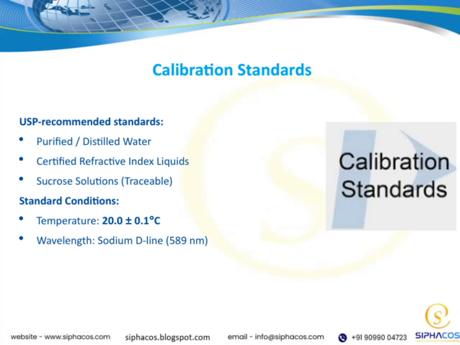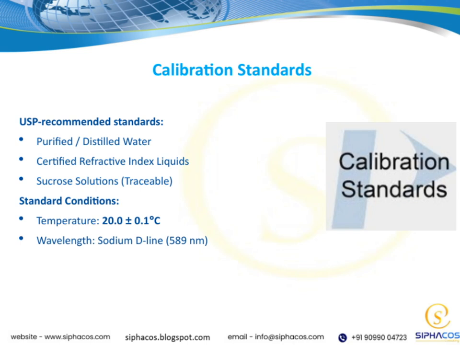Now, let's talk about calibration standards, which are essential for ensuring accurate measurements. The USP recommends specific standards that we should use, starting with purified or distilled water, which provides a reliable baseline. Then, we have certified refractive index liquids, which are specially prepared to have known optical properties. Additionally, sucrose solutions that are traceable are used to verify our instrument's accuracy.